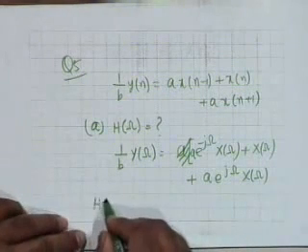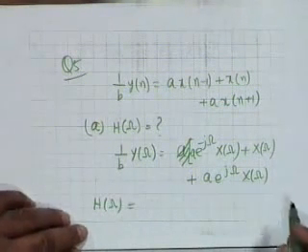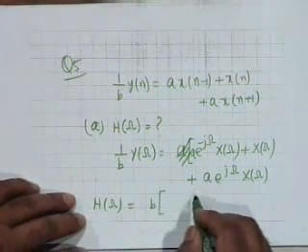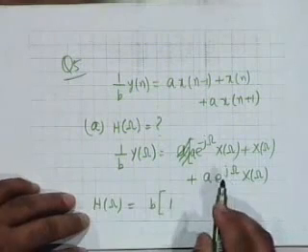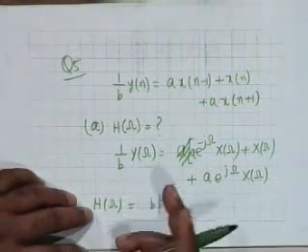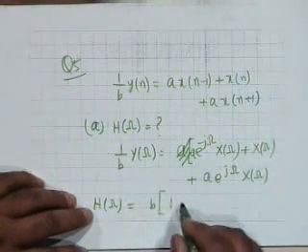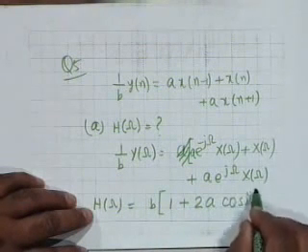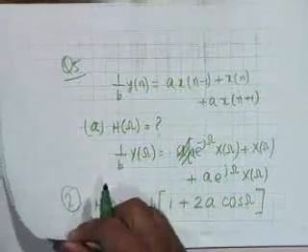And therefore, you can simplify this: capital H of omega is Y of omega divided by X of omega, b times 1 plus twice a cosine omega. This is the frequency response, and I assigned 2 points for this.